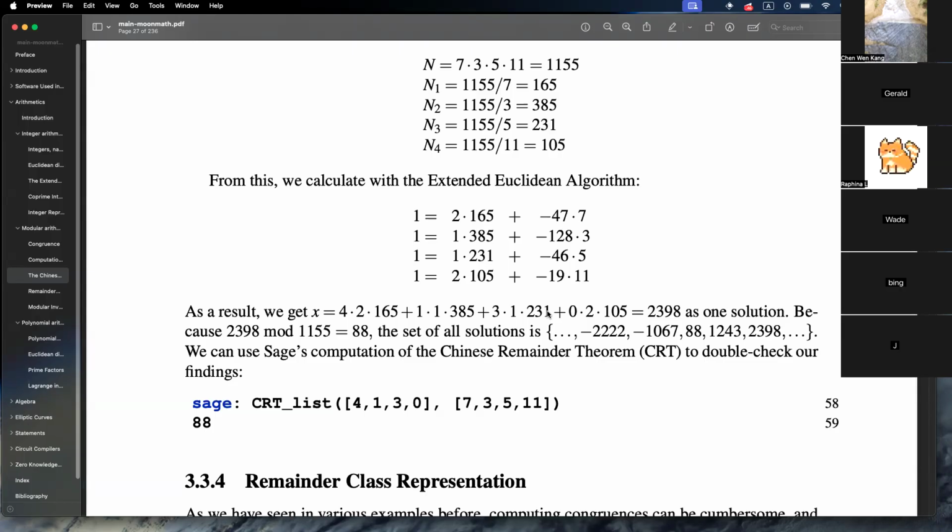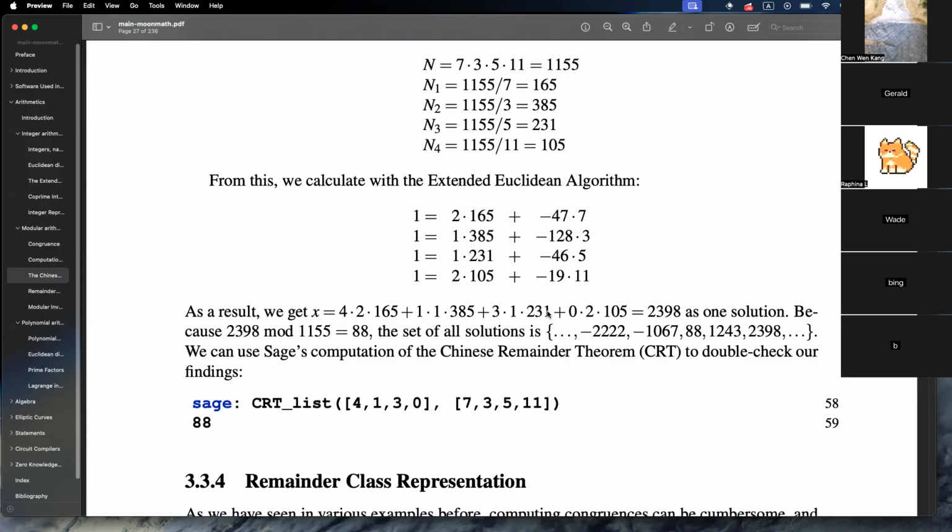B, go ahead. Yeah, no problem. I'm not sure about the process of the Chinese remainder algorithm. Why do we have to do the extended Euclidean algorithm here? I'm trying to put this one through.